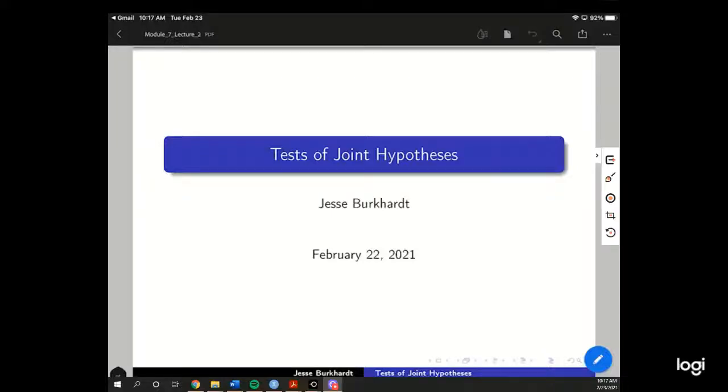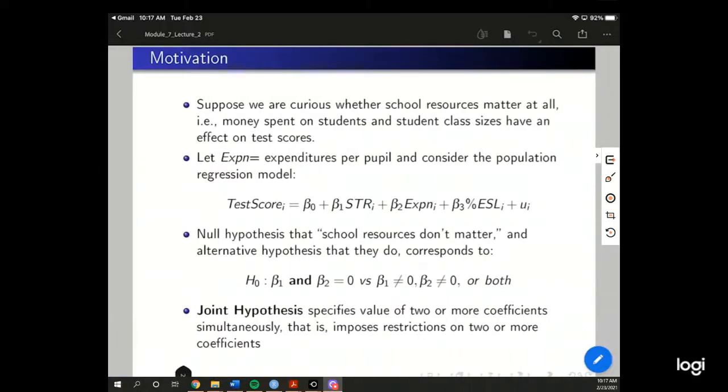Module 7, lecture number 2, we're going to talk about tests of joint hypotheses and why we would ever want to do a joint hypothesis test. So the motivation. Suppose we're curious whether school resources matter at all. For example, money spent on students and student class sizes have an effect on test scores.